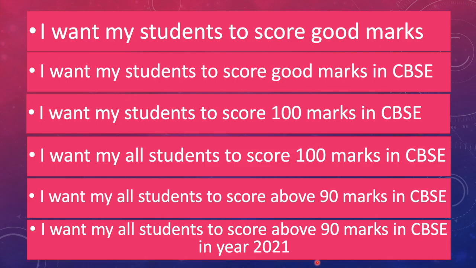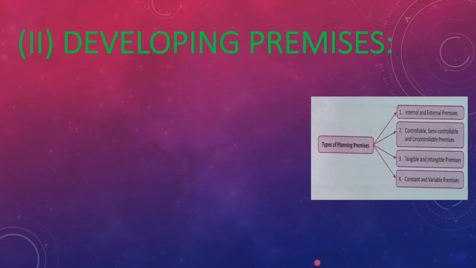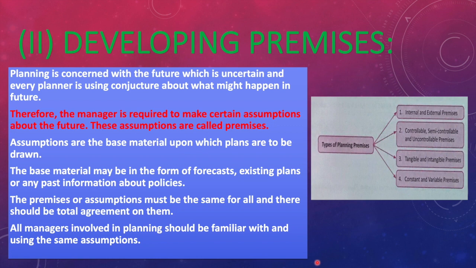Okay. Now, when you have set the objective, then you will move to the second step. That is what? Developing premises. Now, what is premises? Let us understand the meaning of the premises. We know that planning is all concerned with the future. It is futuristic and not certain. It is uncertain. We have already studied this.